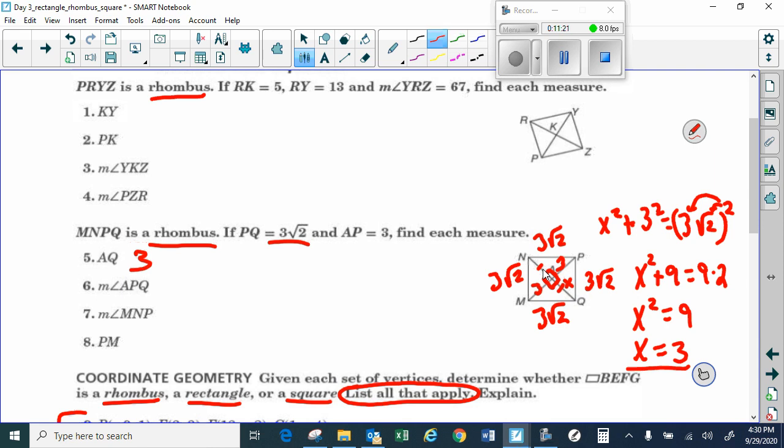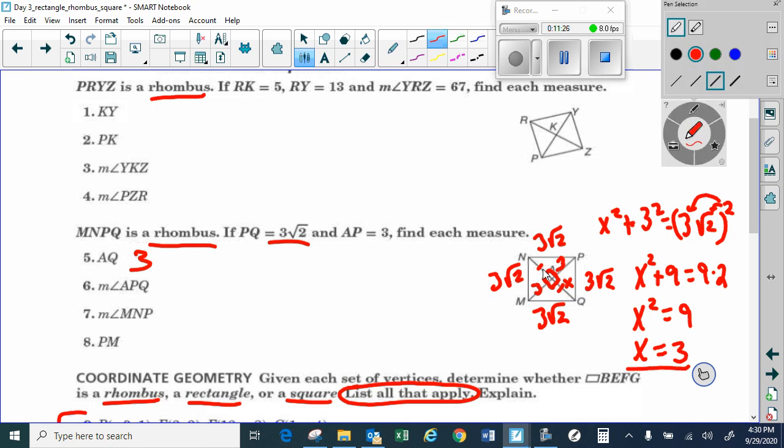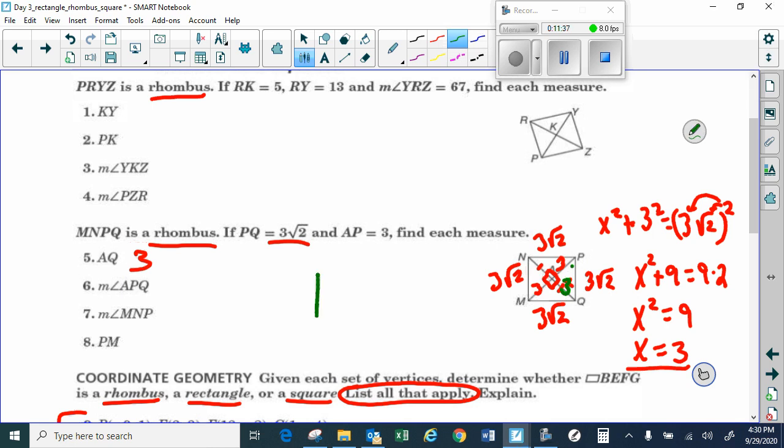Measure angle APQ. APQ, this angle, let's go. If this now is 3, I have an isosceles right triangle. There's my middle, and there's my 3 and 3. And there's the 3 root 2 for the side. So I have an isosceles right triangle. That means both these angles have to be 45, right? Because they're complementary. So APQ has to be 45 degrees.